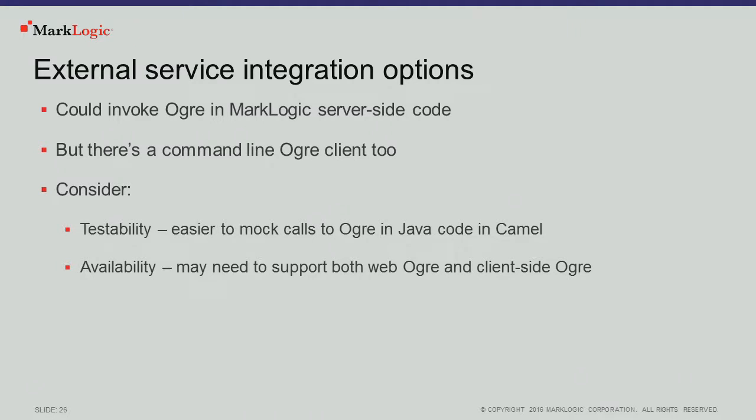My experience has been if you have external services to call, I like to do that from middleware, from an EAI tool. I think there are a number of benefits to doing that, one of which is easier testability. And then in this case, there's also the availability concern. If we wanted to support clients in disconnected operations, but we have the command line tool, we could have a library that could both talk to that web service when it's available and invoke the command line. And so that's something we could package up as a little library and use in our EAI tool.